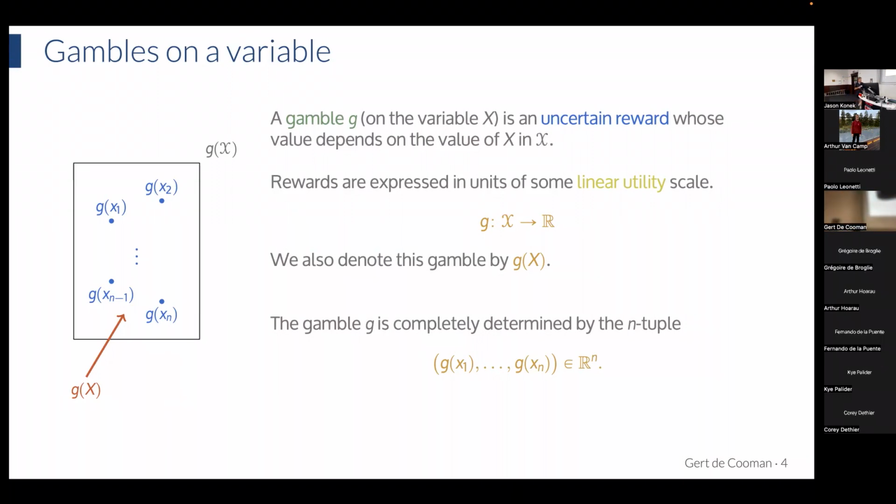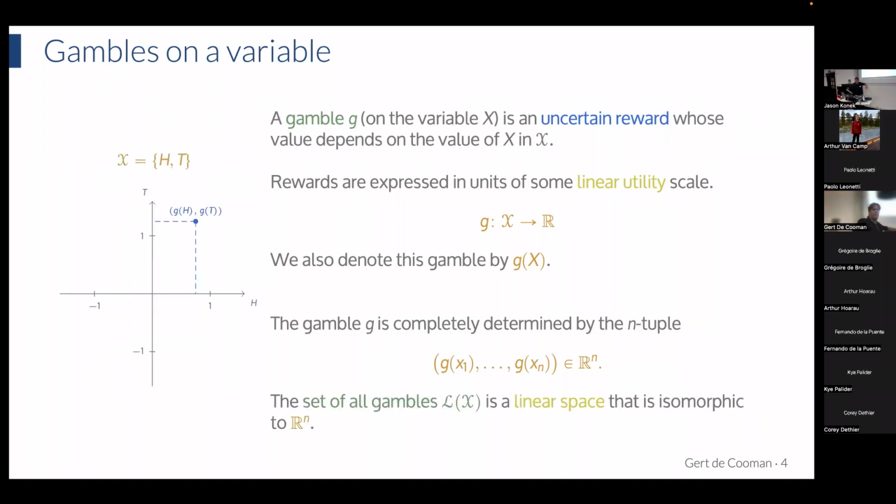Okay, now important is that a gamble itself is completely determined by the n-tuple of its values, g(x1) through g(xn), and this is an element of R^n. So this means that I can represent any gamble on this space as a point in this n-dimensional space. That's basically what I've been doing so far in 2 dimensions, in 3 dimensions. Now I'm going to be more abstract. It's going to be in n dimensions. So a gamble is just a point in an n-dimensional space.